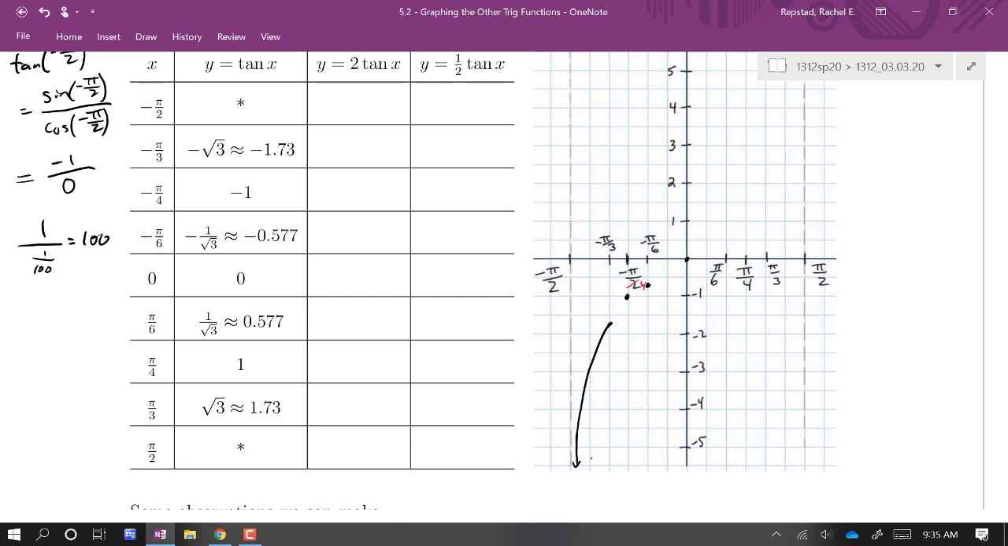So that's what's happening here, and then we have a couple other points, and then it moves into the point 0, 0, the origin. And then on the other side, we get the same type of behavior. At pi over 6, we're at 0.577. Pi over 4, we're at 1. Pi over 3, 1.73.